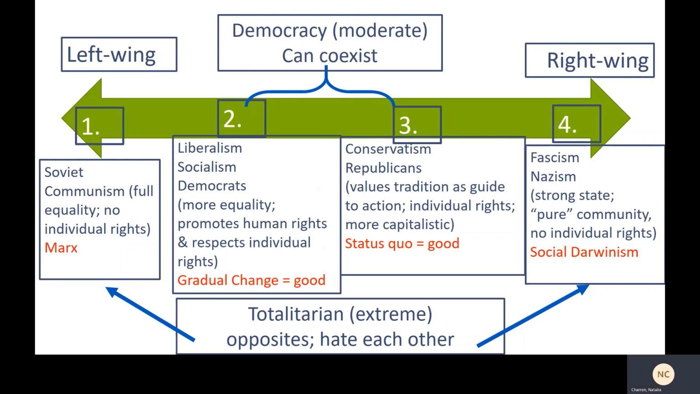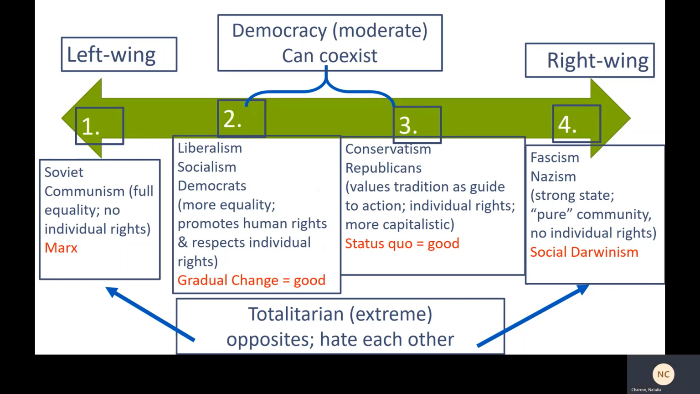In the middle, we have political ideologies that work in democracies that can coexist. You can have liberals and conservatives in the same state with no problem. And they're still around today. So in the number 2 spot towards the left, we have liberalism, socialism, social democrats, ideologies that promote more equality, more human rights, and respect for individual rights. And they're for gradual change to these goals.